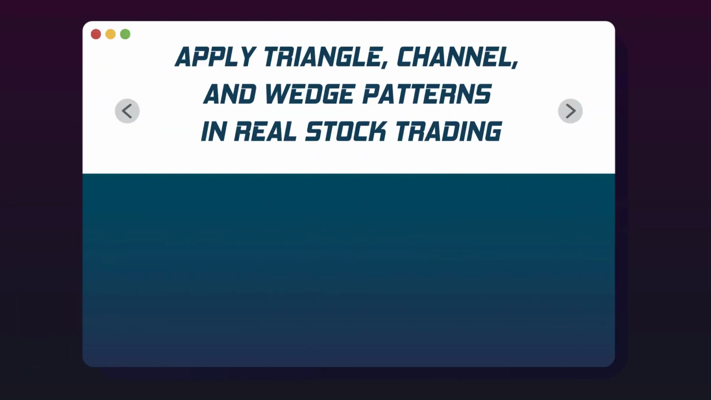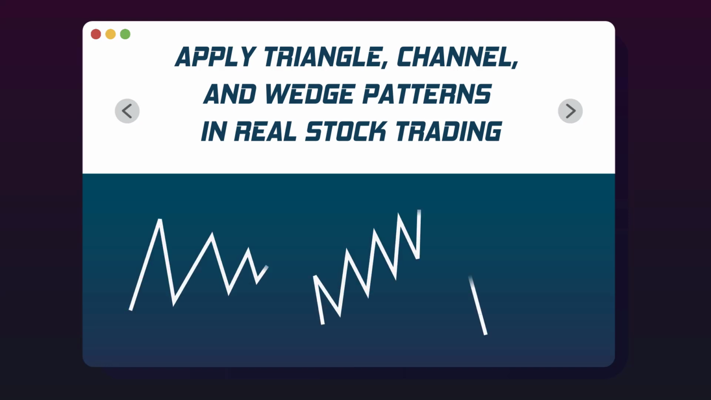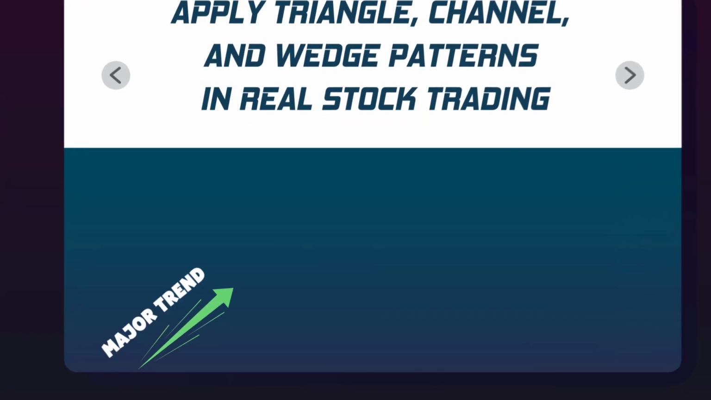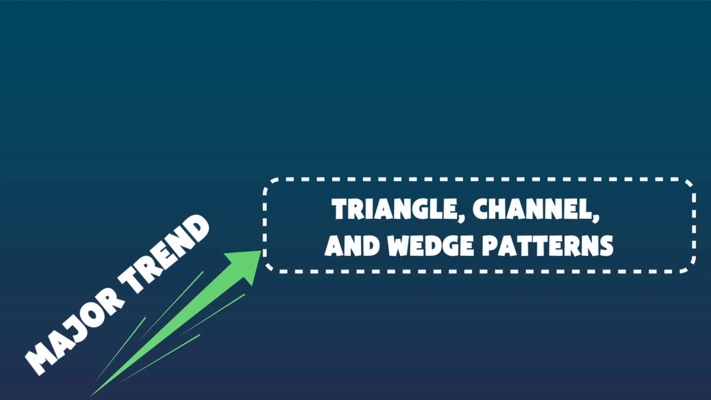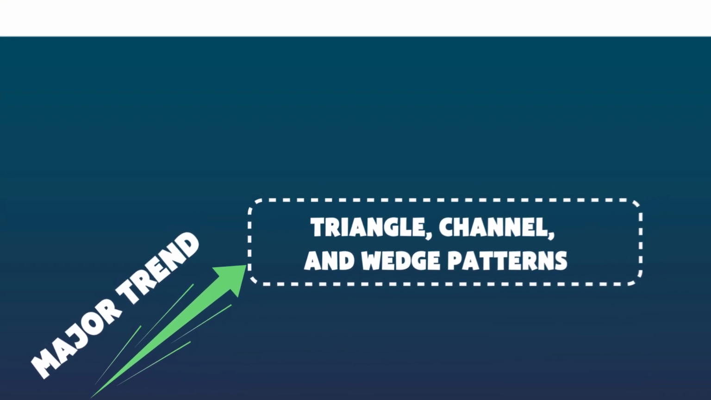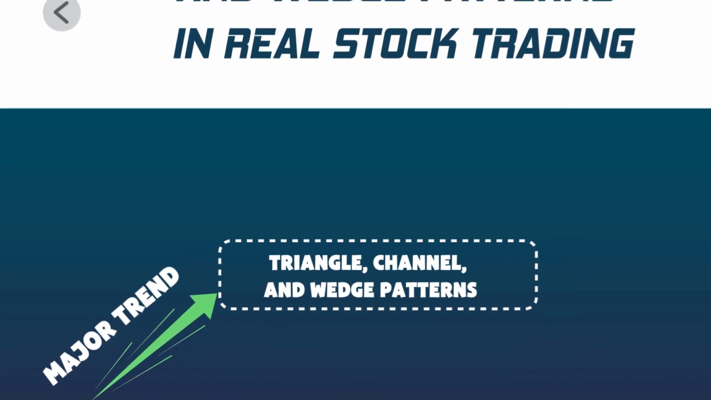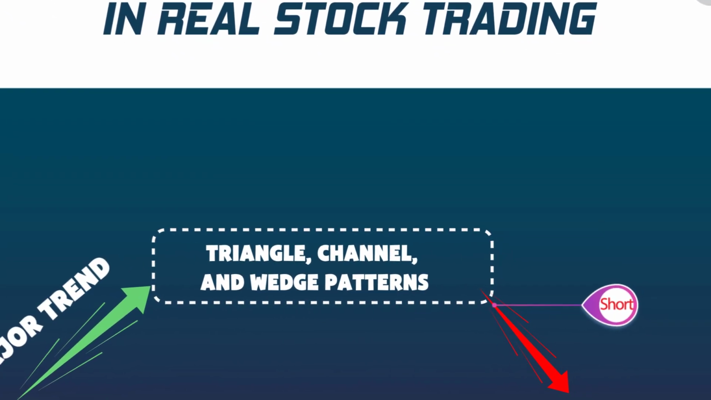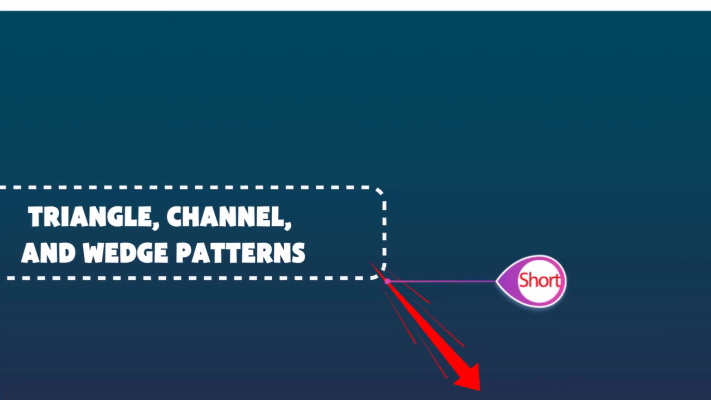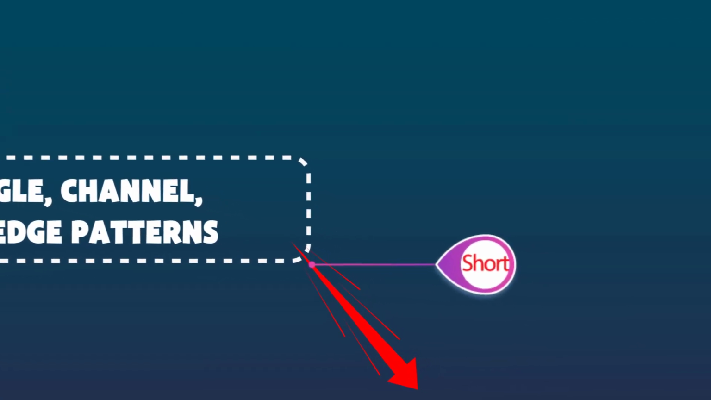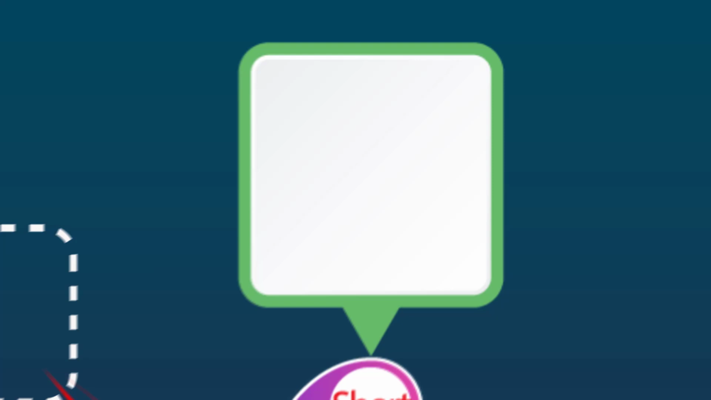Let's move on to how to apply triangle, channel, and wedge patterns in real stock trading. Basically, when the price is moving within a major trend and one of these patterns appears, whether it's a triangle, a channel, or a wedge, you should wait for a strong breakout from the pattern and then trade in the direction of that breakout. You can use any entry technique you find effective or refer to a few of these common trading methods.